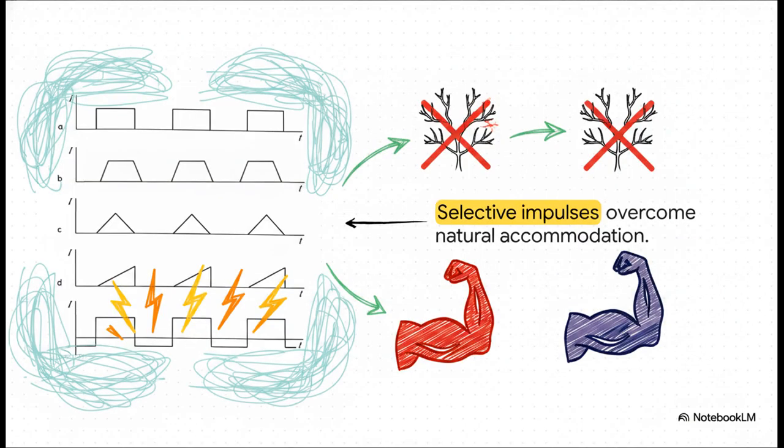Looking back at our waveforms, this is exactly why the shapes matter so much. Those gradual slopes at the bottom, the trapezoidal, triangular, and sawtooth waves, those are our selective or accommodation pulses. Because the current ramps up slowly, the surrounding healthy motor and sensory nerves easily accommodate and totally ignore it. But the denervated muscle, which can't accommodate, takes the full brunt of the impulse and contracts. It's literally a biological loophole, and it's brilliant.